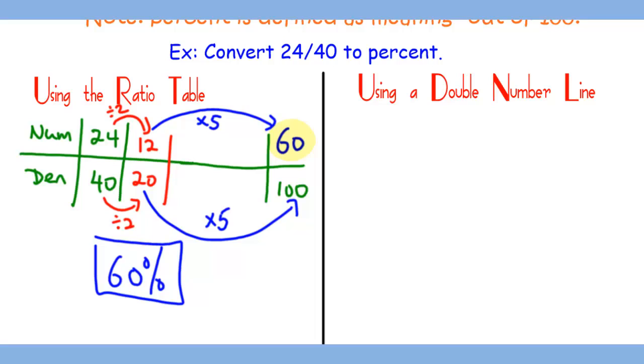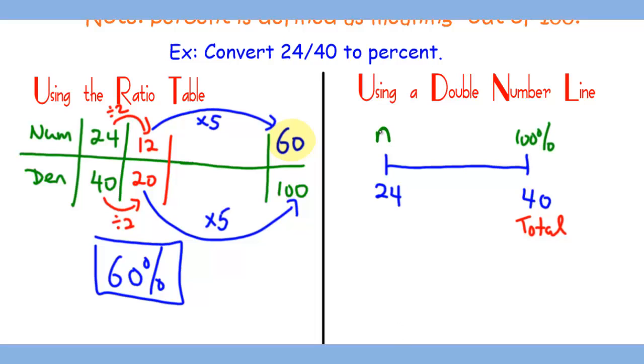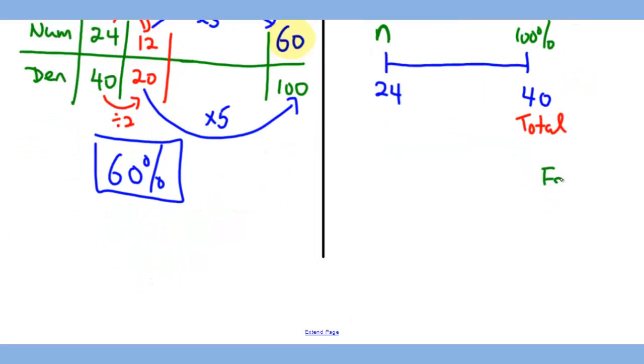Now, how do you do it with a double number line? It is the same logic. You start with a number line where the numerator, the smaller number, is at the beginning, and the 40 is the denominator, which is at the end right here. Given that 40 is your denominator, it's also the total, and that also means 100%. So now you will put a variable n in here, meaning that you don't know what that number is that you want to find.